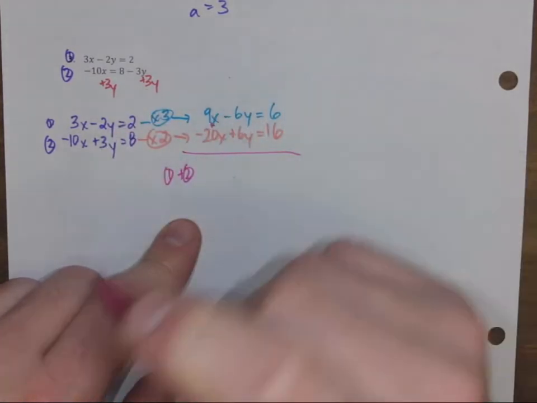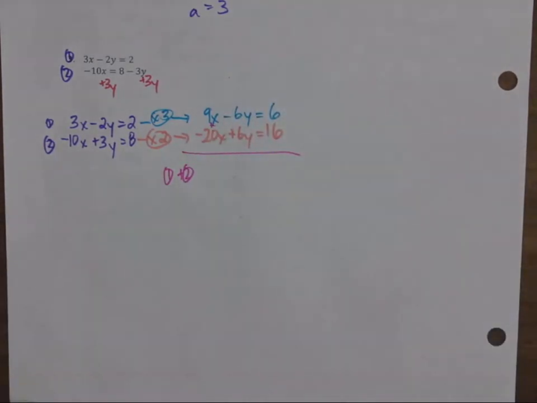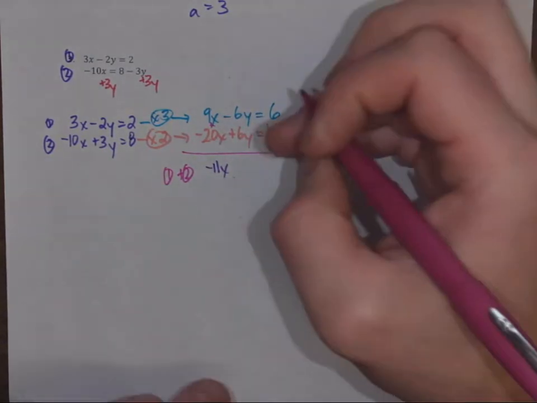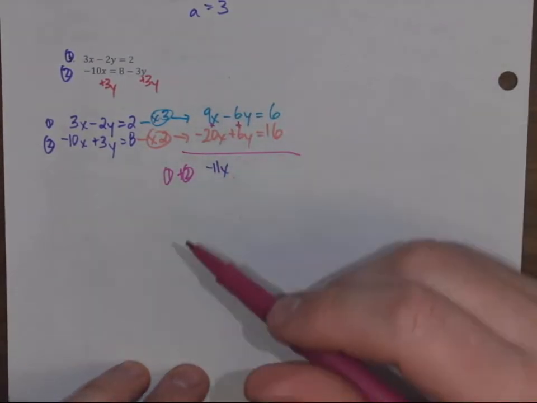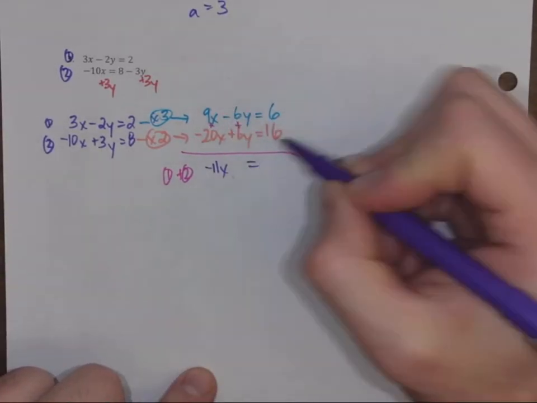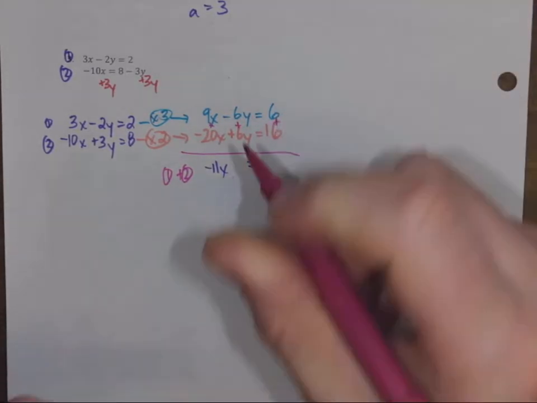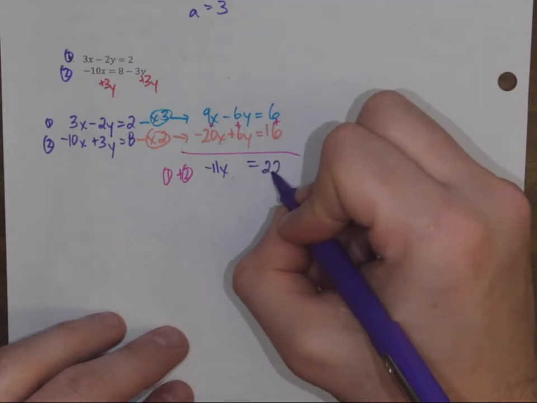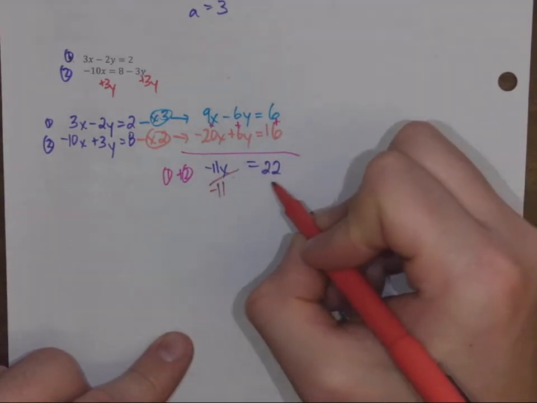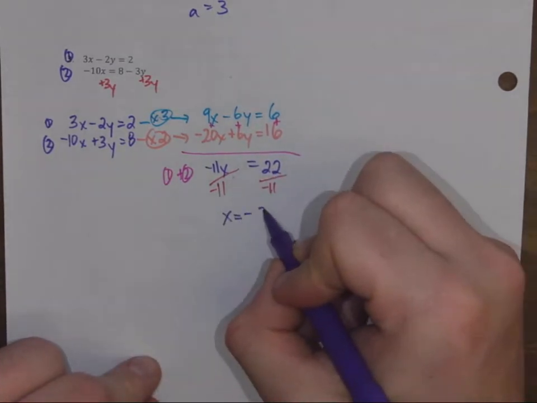9x plus negative 20x is 9x take away 20x, which is negative 11x. Negative 6y plus positive 6y is 0 y's. I don't need to write it. Those are gone. 6 plus 16 is 22. Now I continue. Solve for my variable. Divide by negative 11, divide by negative 11, and x is negative 2.